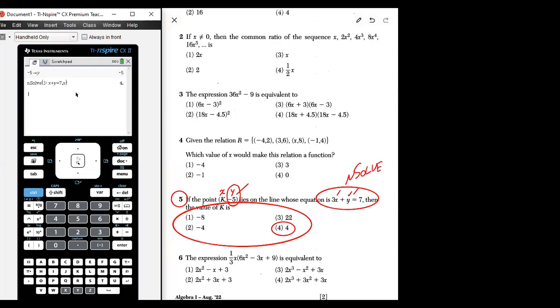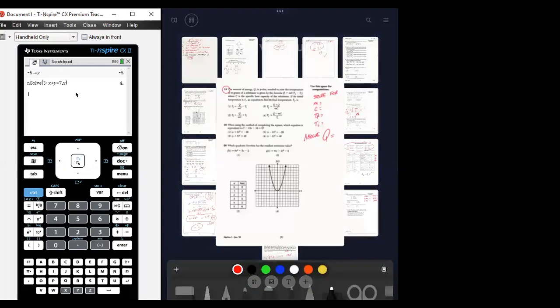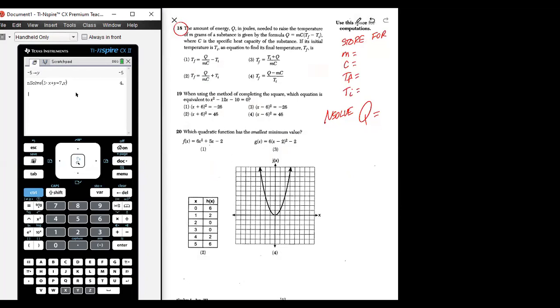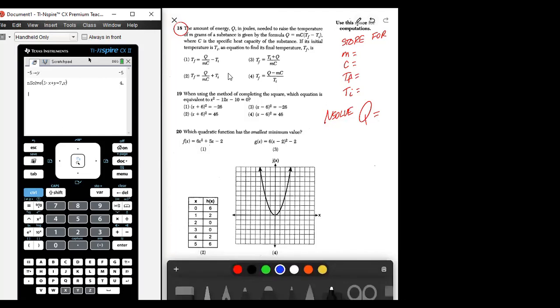Okay, now I'm going to do 2 more questions, and then I'm going to post this. Now, these questions show up a lot. Sometimes they show up in the constructed response, but a lot of times they show up in the multiple choice. If they show up in the multiple choice, you can nSolve to find the answer for this.